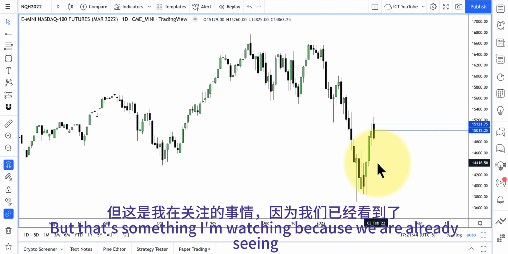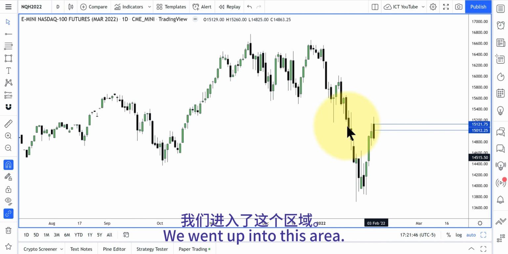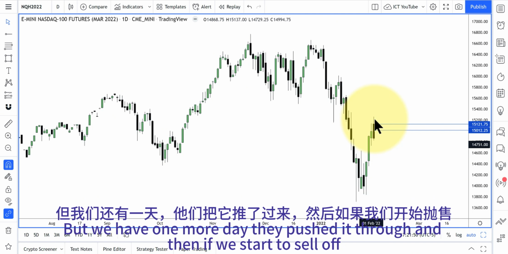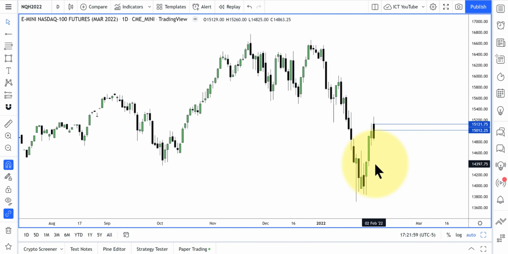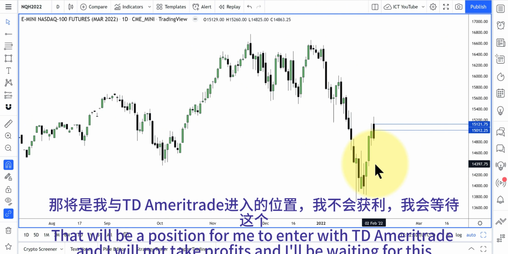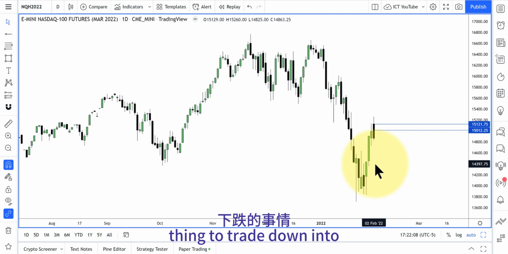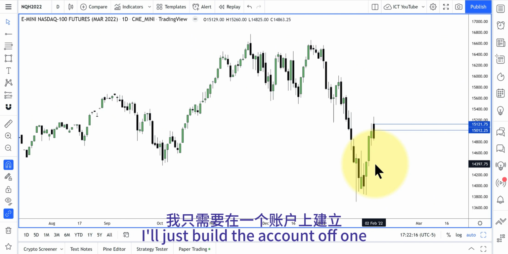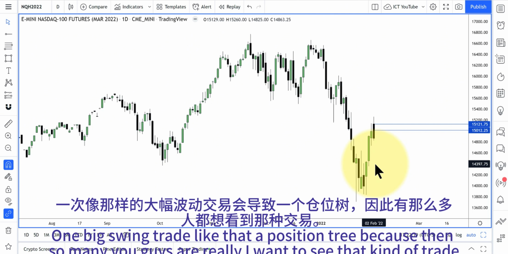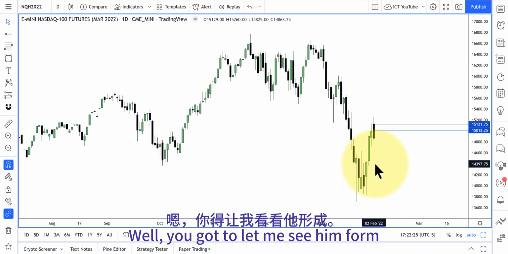But that's something I'm watching, because we're already seeing, we went up into this area. I said it would be nice to see it go up there and then sell off, but we had one more day. They pushed it through, and then if we start to sell off, watch this again. And if that goes below and comes back up, that will be a position for me to enter with TD Ameritrade, and I will not take profits, and I'll be waiting for this thing to trade down into 13,002-ish, maybe even lower, and I'll just build the account off one big swing trade like that, a position trade, because then some of you guys are like, I want to see that kind of trade. Well, you got to let me see them form.